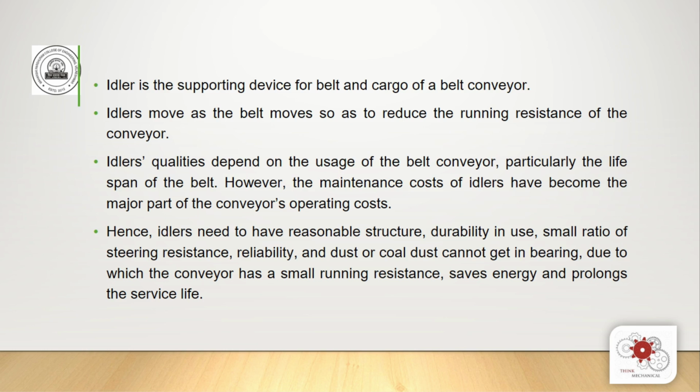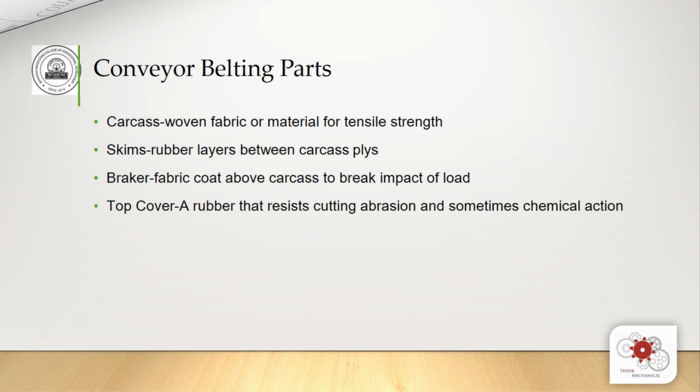Then idlers need to have reasonable structure, durability in use, small ratio of steering resistance, reliability, and dust or coal dust cannot get in the bearing. So that we have to take care of while using the idlers. Because once the coal dust or dust gets into the roller, it will offer a slippage instead of resistance to the belt, due to which the conveyor has a small running resistance and saves energy and prolongs the service life. Conveyor belting parts. So what are the different belting parts of conveyor system?